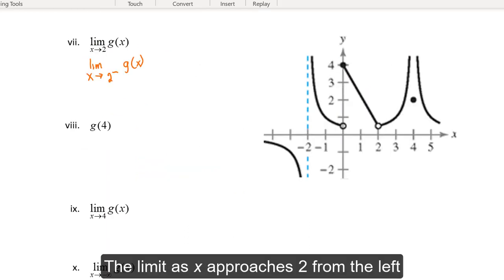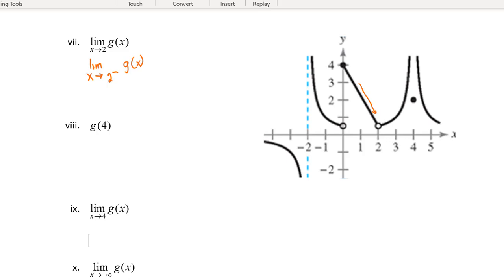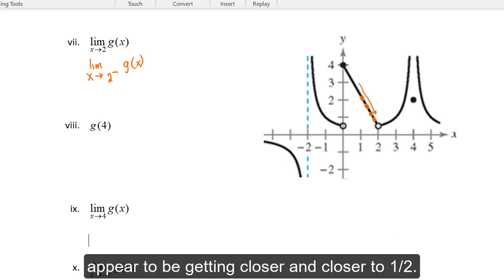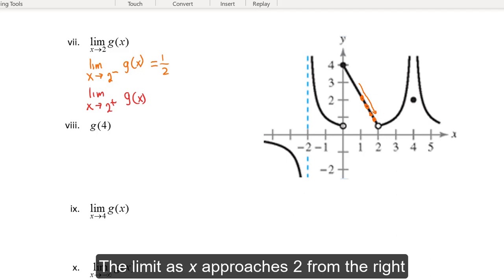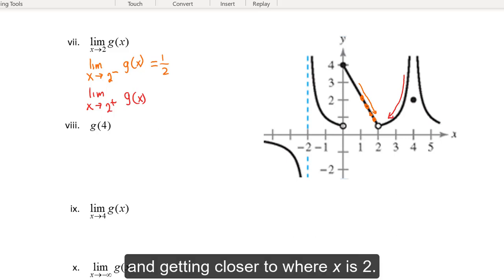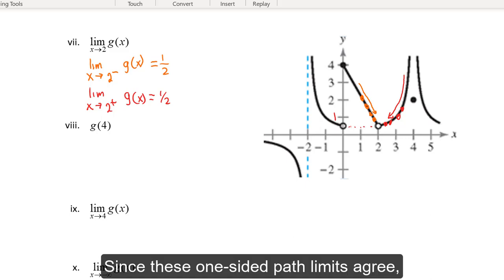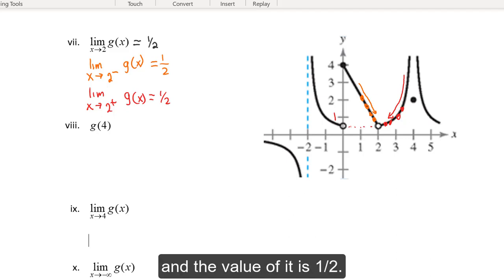The limit as x approaches 2 from the left takes us to this portion of the graph, looking in this direction, analyzing the y-coordinates. And the y-coordinates of these points appear to be getting closer and closer to 1/2. The limit as x approaches 2 from the right takes us along this portion of the graph to the right of where x is 2, and getting closer to where x is 2, we analyze the y-coordinates. Y-coordinates of these points appear to be getting closer and closer to 1/2. Since these one-sided path limits agree, this general two-sided limit exists and the value of it is 1/2.